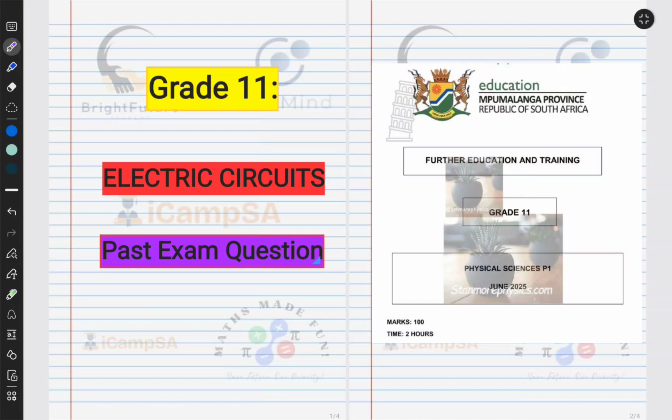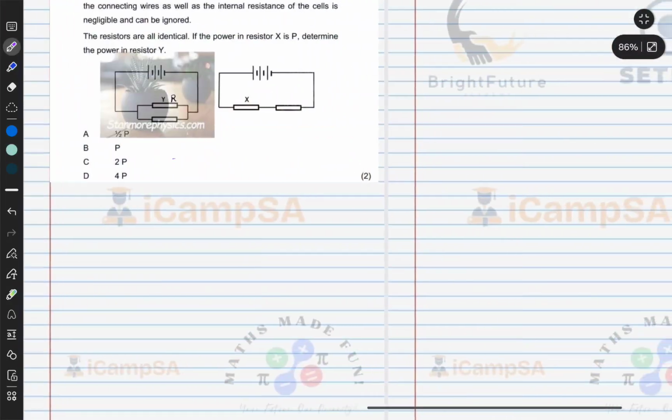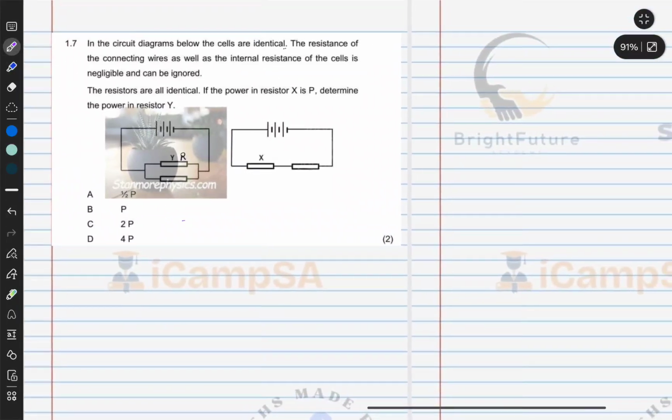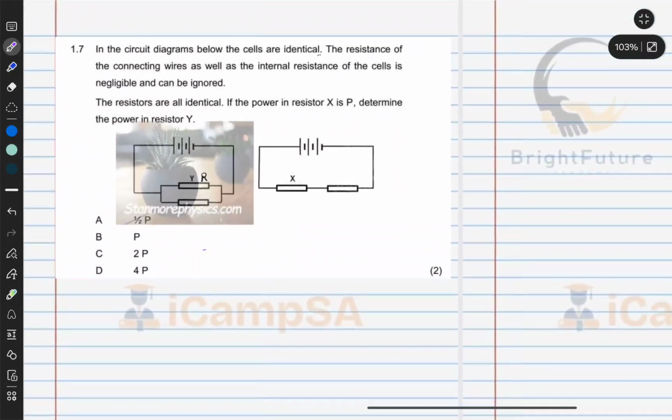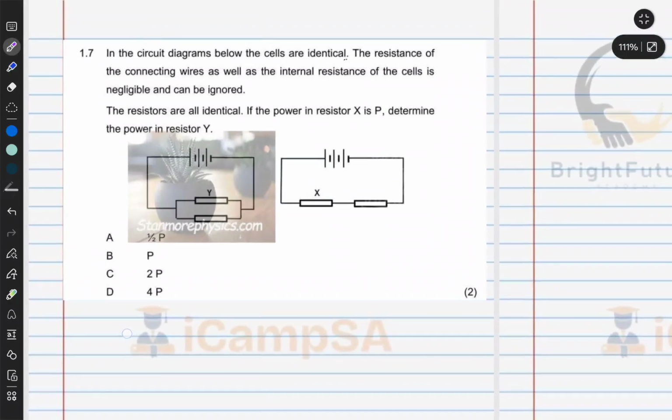For this one, we are looking at electric circuits, and it's a past paper problem from Mpumalanga, June 2025. I want us to start with this one. It was a multiple choice question before we go to the main question, because some people struggle to answer this type of question.